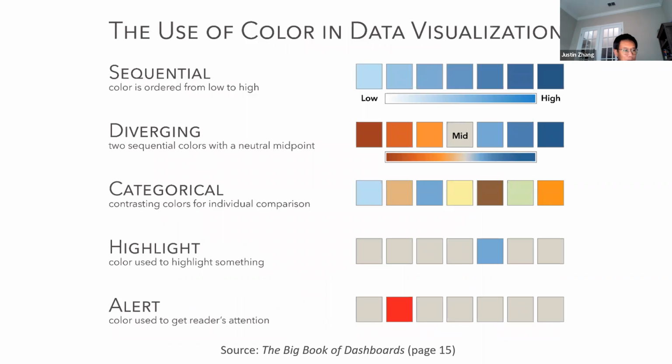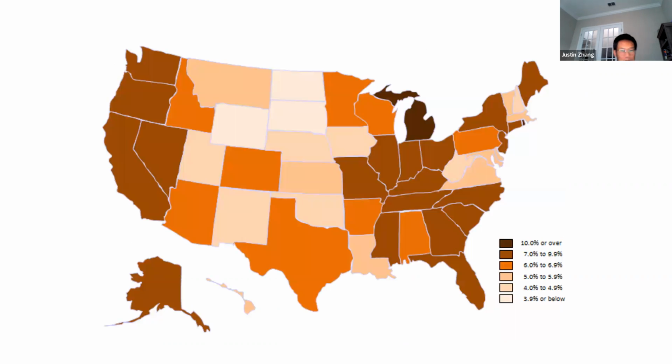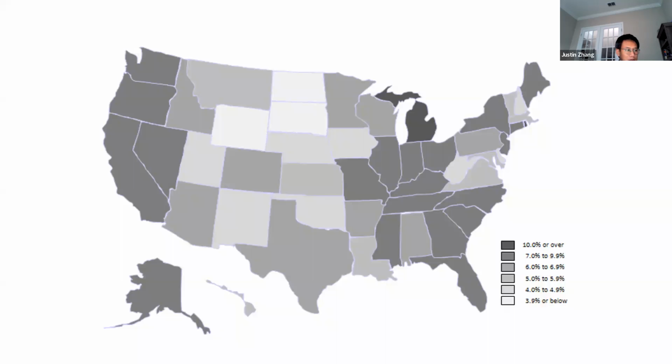So let's pull up the use of color in data visualization again. Which method do you think they should have used here? Yes, a sequential color scheme going from light to dark would have been better and much easier to read. So they didn't even need to use color. Actually, they could have just used a gray scale.